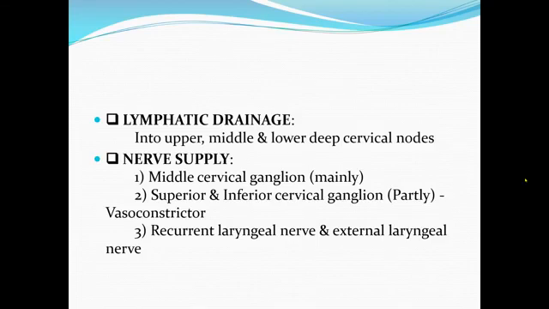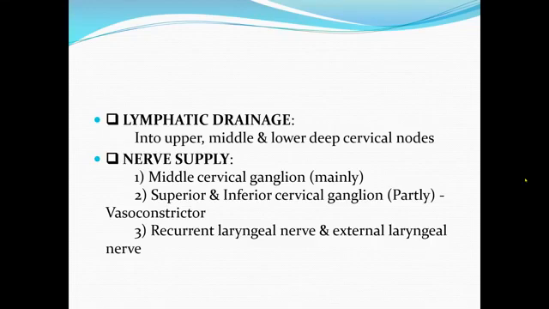Again, the recurrent laryngeal nerve, a branch of the vagus nerve, supplies all the intrinsic muscles: lateral cricoarytenoid, posterior cricoarytenoid, thyroarytenoid, aryepiglottic, and thyroepiglottic muscles. And cricothyroid is supplied by the external laryngeal nerve.